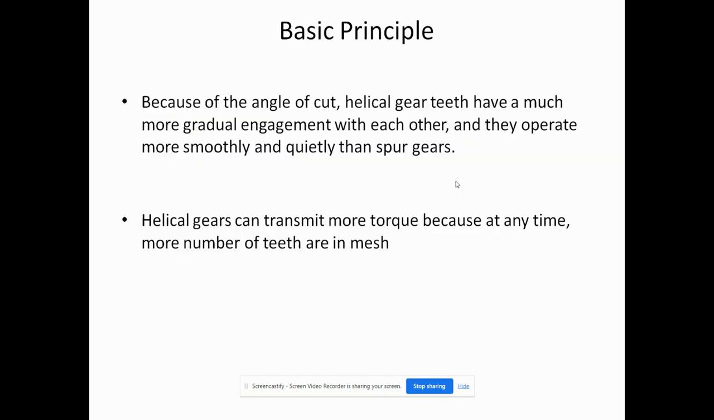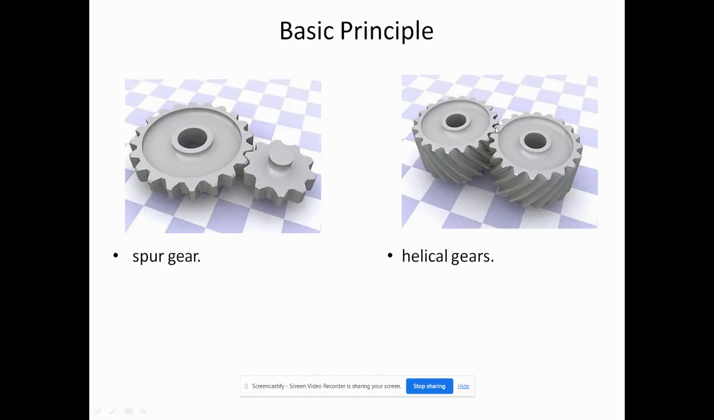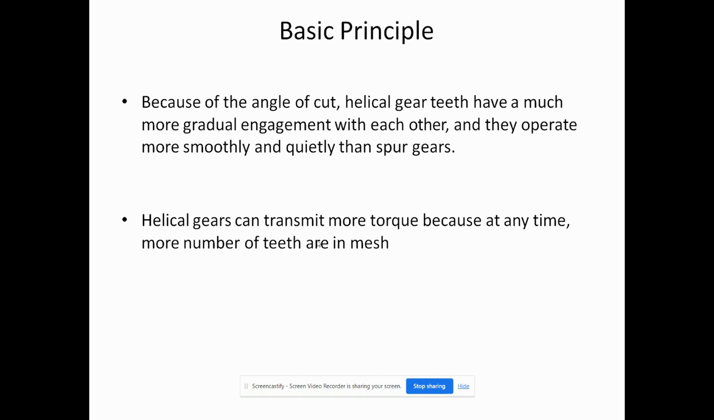The next thing is the basic principle. Because of the angle of cut, helical gear teeth have a much more gradual engagement with each other. They engage more with each other, and they operate more smoothly and quietly than spur gears. Helical gears can transmit more torque because at any time more teeth are in mesh. For spur gears, at one particular time, one or two teeth will be in mesh. But for helical gears, because of this structure, at a time, three, four, or five teeth will be in mesh with each other. This is the difference between the spur gear and the helical gear.